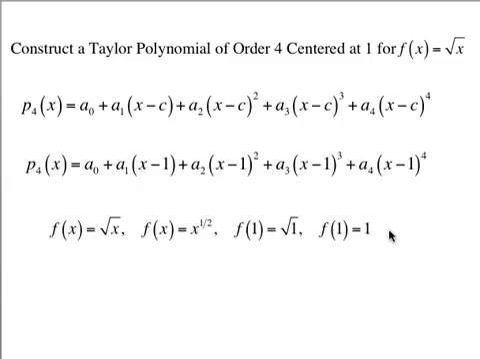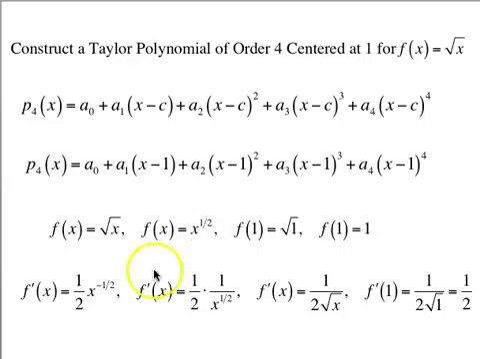So we're starting with our function f of x is the square root of x. I need to find f of 1. Well, f of 1 is the square root of 1, which of course is just 1. Next, I'm going to need f prime of 1, but to get that, I've got to take the derivative of x to the 1/2. So f prime of x would be 1/2 x to the negative 1/2 using the power rule. X to the negative 1/2 means 1 over x to the 1/2, or 1 over root x. So f prime of 1 would be 1 over 2 times the square root of 1, or 1/2. So I have f of 1, and I have f prime of 1.